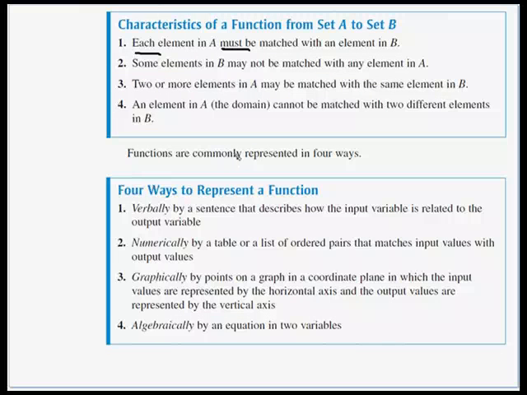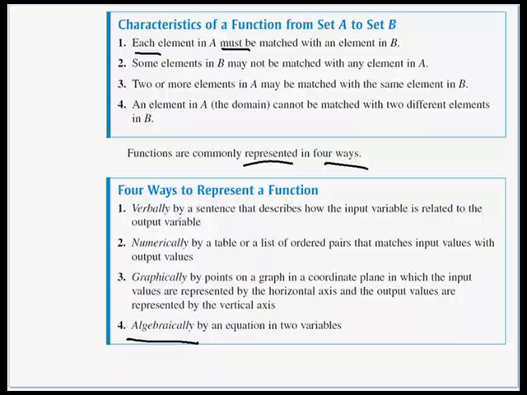You can't have one member of the domain paired up with 2 different members in the range. And we have here, functions are commonly represented in 4 ways. Verbally, by sentences that describe how the input variable is related to the output. Numerically, by a table or a list of ordered pairs that matches inputs with output values. Graphically, by points on the graph in the coordinate plane in which the input values are represented by the horizontal axis and the output values are represented by the vertical axis. And algebraically, by an equation in 2 variables.